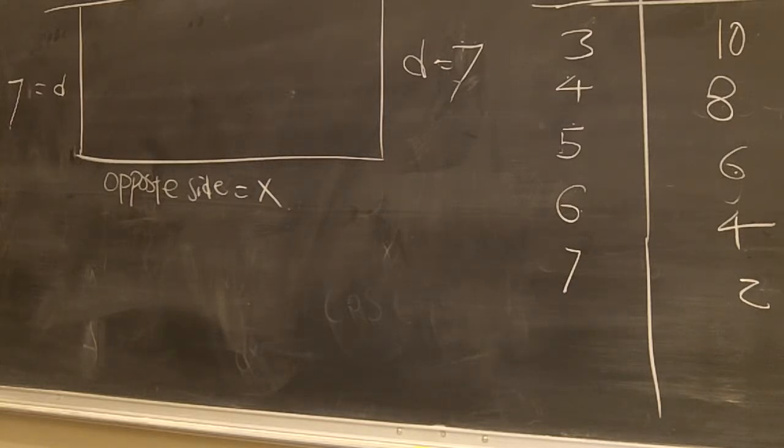How? Cancel one of the D's? What's D plus D? No, D times D is D squared.